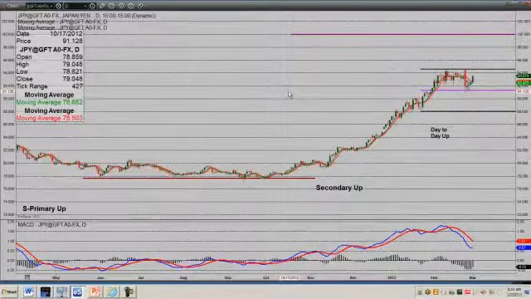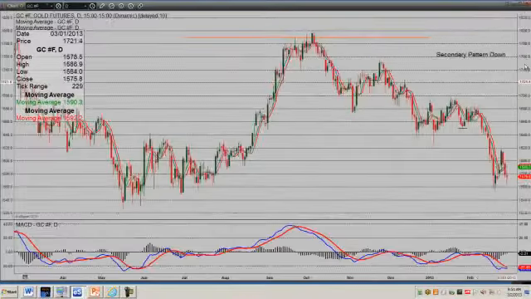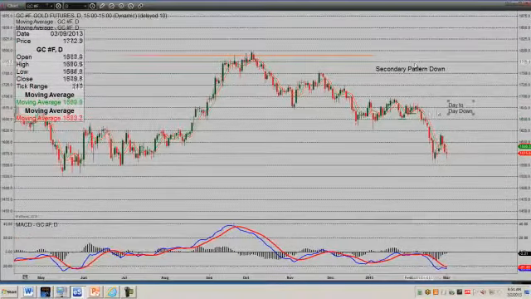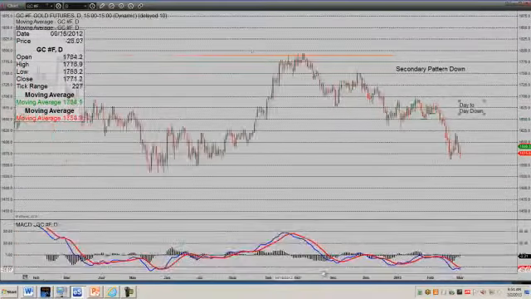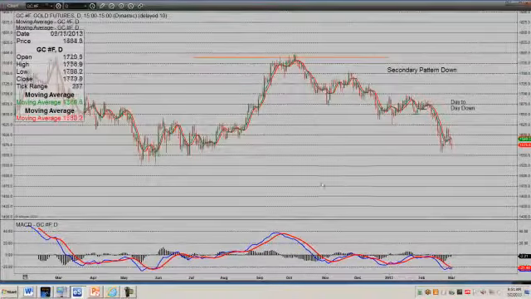Hey, let's take a look at the gold market. Gold in some trouble here, no doubt about it. The day-to-day pattern has been down. Most recently, the secondary pattern shifted down. We had written an article a couple months back about the possibility of gold sweeping the 1500 level. We think that's a real possibility now.